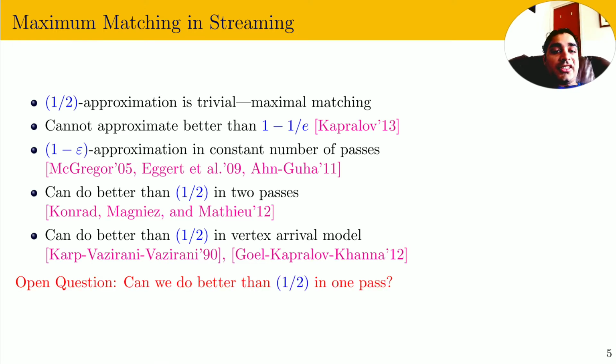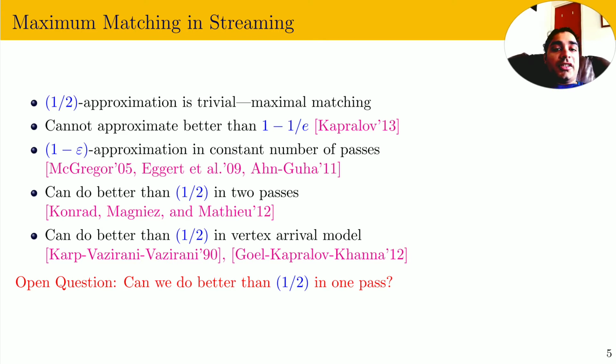Now a big open question in this area is: can we do better than half in just one pass? That is, can we beat the trivial half approximation algorithm that just outputs a maximal matching?